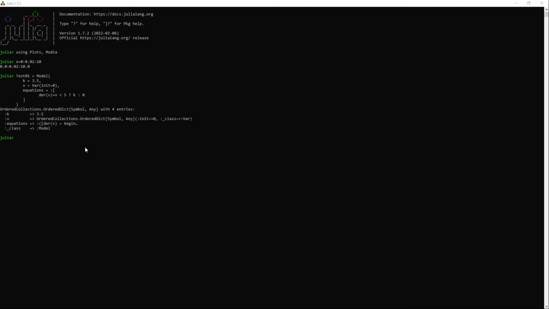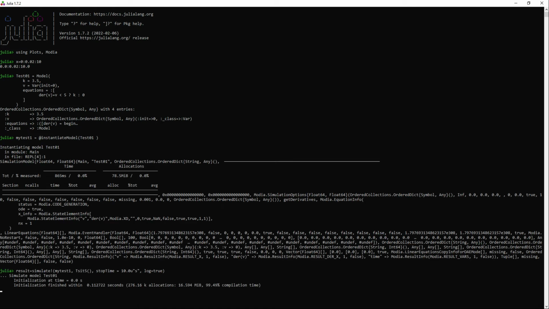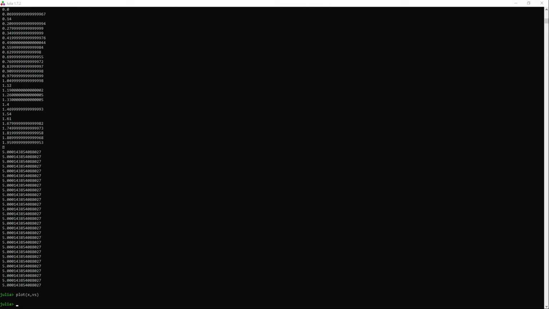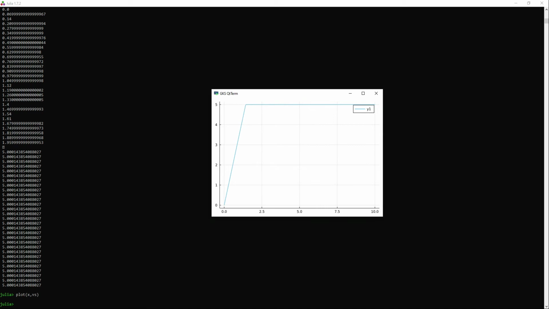Then, as always, we can instantiate and simulate to plot our results afterwards. While the model is simulating, I can recommend you to visit the control flow documentation on the Julia language website, where you can find all the documentation about all the conditional statements. Now, as you can see, our variable v will keep increasing until the moment that it becomes bigger than 5. And then after that, the curve becomes flat and the value of v remains constant.